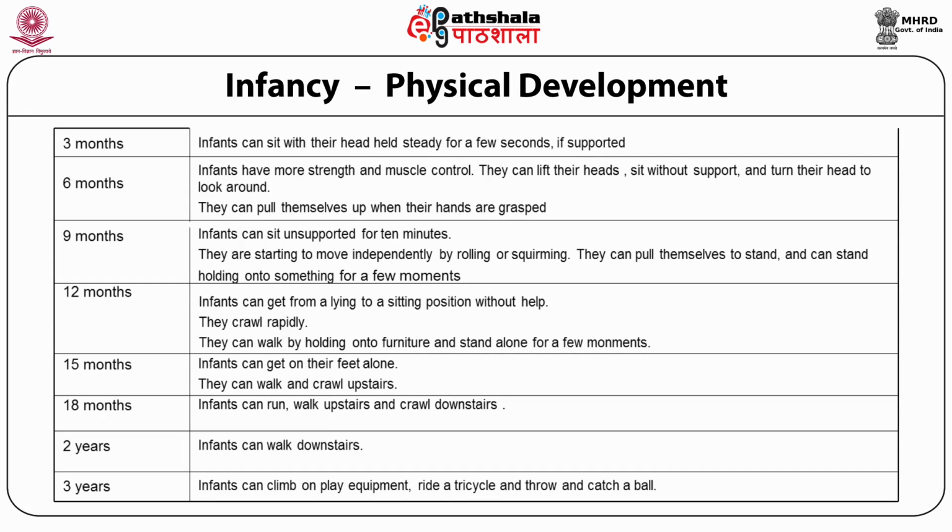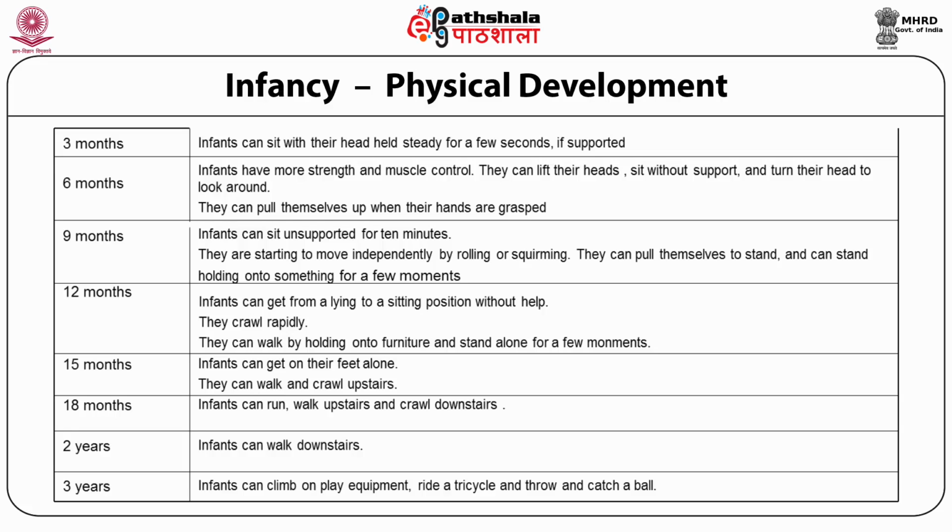And as we can see from this table, by the 3rd month of the infant stage, the infant can sit with their head held steady for a few seconds if given support. And by the 6th month, the infant has more strength in muscle control, so they can lift their heads on their own, without support, and they can turn their head to look around. They can also pull themselves up with their hands grasped.